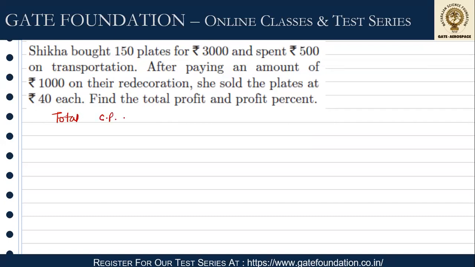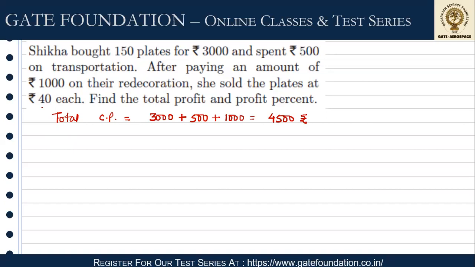Right. So cost price के अंदर हमारे पास 3,000 तो आ गया for 150 plates plus transportation cost because this also has to be borne by Shika. So this will be 500 added over here. And after paying an amount of 1,000 on the redecoration, जो again the seller has done, so इसके account में जाएगा, so I'll get 1,000 over here. We'll have 4,500. This is the total cost price जिसमें इनको ये 150 plates पड़ी.